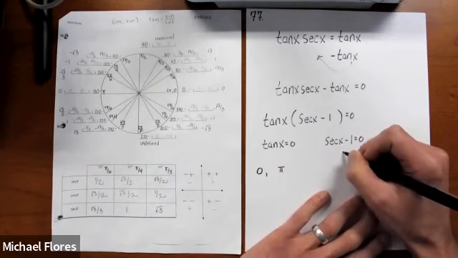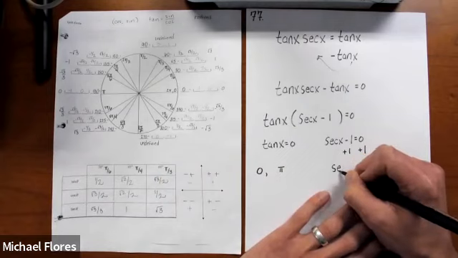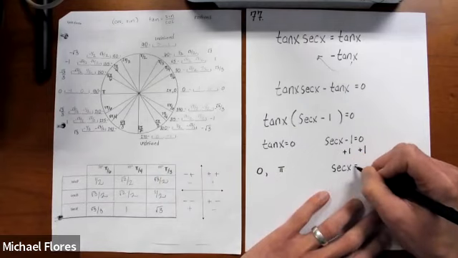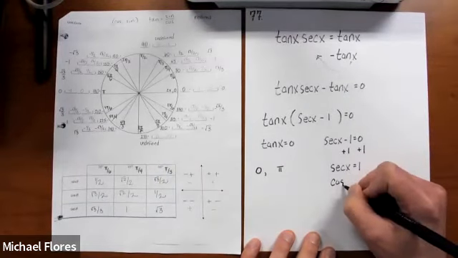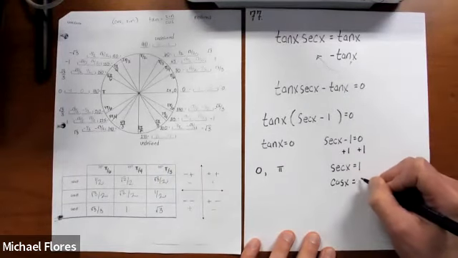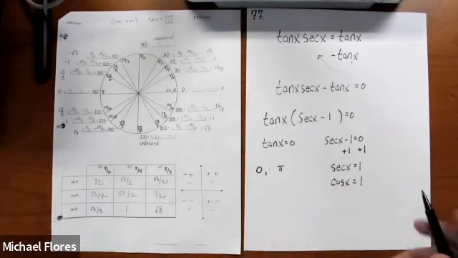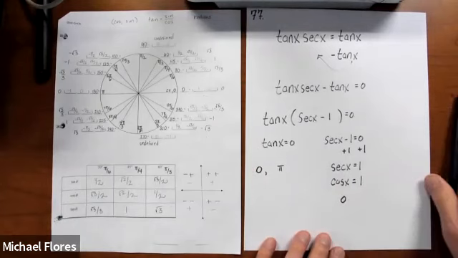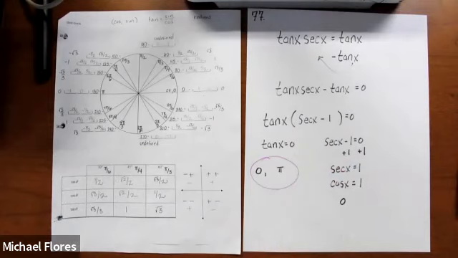Over here, we would have to add 1. The reciprocal of secant is cosine. And the reciprocal of 1 is still 1. So where in the unit circle do we have a cosine value of 1? Here, that's at 0 radians. So odds are your final answers are going to be 0 and pi, because that's the same answer as 1.